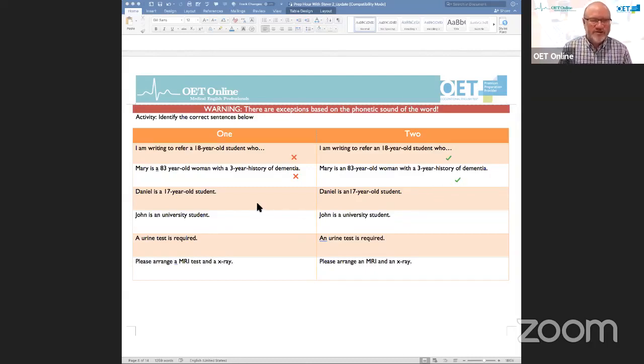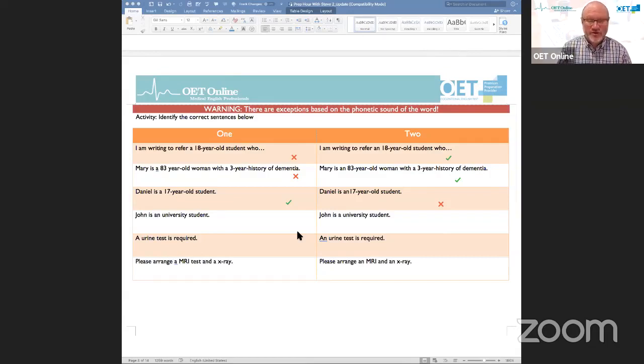Okay, next one. Daniel is a 17-year-old student. Daniel is an 17-year-old student. 1 or 2, which is correct? For number 3. I'm not sure if I saw some number 2s, but they might have been coming for the old one. Because of the word 17, he's a 17-year-old student. Could you get that one right? So it comes down to, even though we're writing it as numerals, we have to apply the phonetic rule. What about the next one?